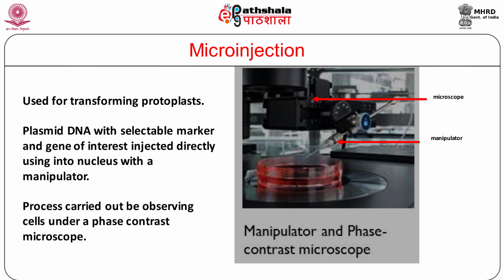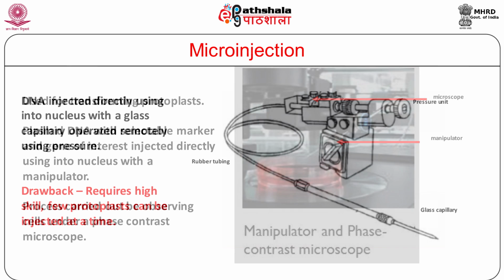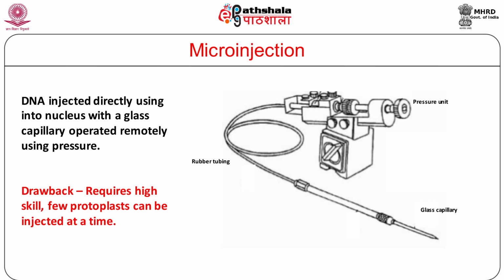Microinjection is another direct gene transfer method that was first used to transform animal cells. Here again, plant protoplasts are used for injecting the plasmids directly into the nucleus using a fine glass capillary, while observing the protoplast under a phase contrast microscope. The protoplast is visualized on a screen and the capillary is directed to the nucleus by a micromanipulator that is remotely operated by controlled pressure.